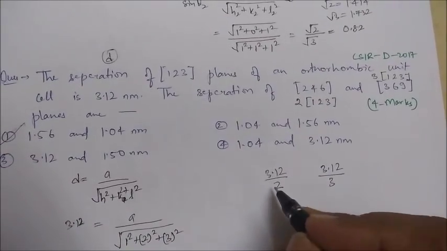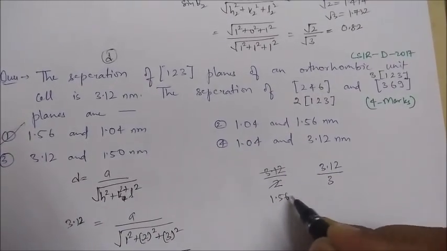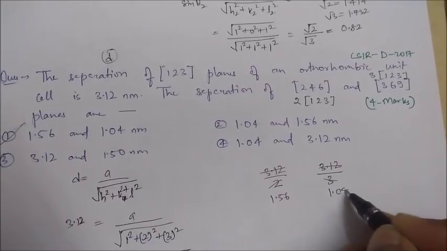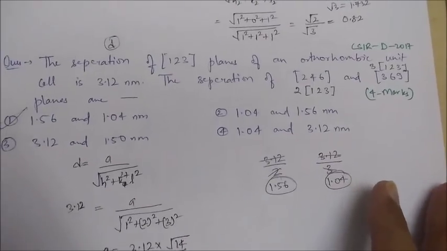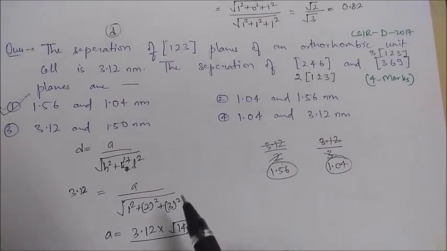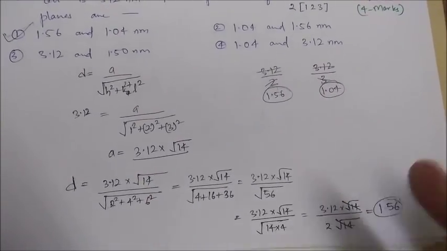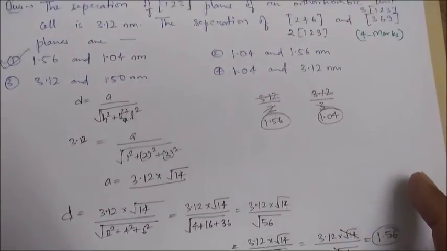So this is the shortcut method. If you do it by this, you will get 1.56 over here, and here you will get 1.04. So see how simple this question was. If you know the shortcut method, you would have done this question easily. And if you don't know the shortcut method, then also this question is not that difficult. This is easy also. Okay.